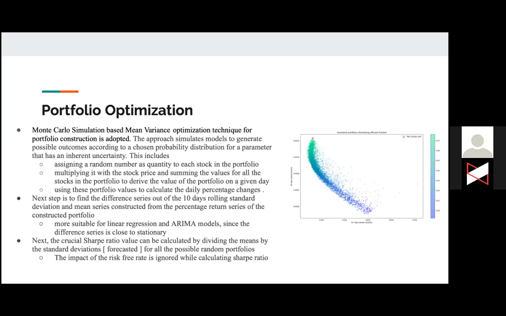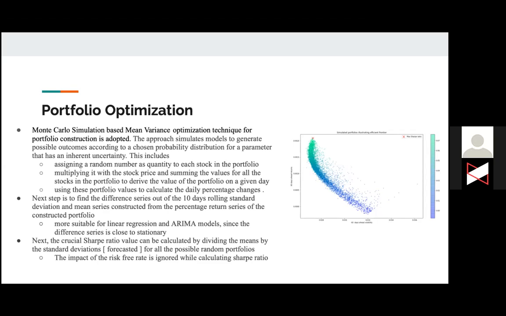So moving on to the portfolio optimization, like we said, the Monte Carlo simulation-based mean variance optimization technique is used for the portfolio construction. The weights of the stocks in the portfolio were generated using a well-known probability distribution, the normal distribution, and the weighted portfolio values will be used to calculate the daily percentage change.